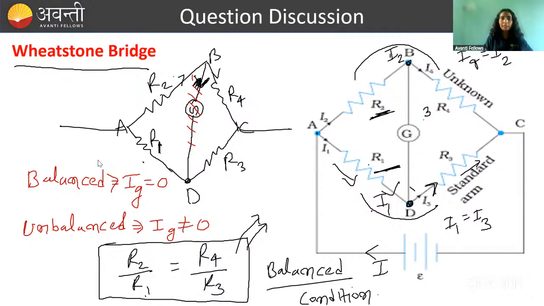But before Googling it, do it yourself. Try to take the condition where there is no current flowing through it, and then try to find out the relation between R1, R2, R3, R4. You will get this relation. Okay, so that is your homework basically. Done it? So this is the case of balanced Wheatstone bridge.